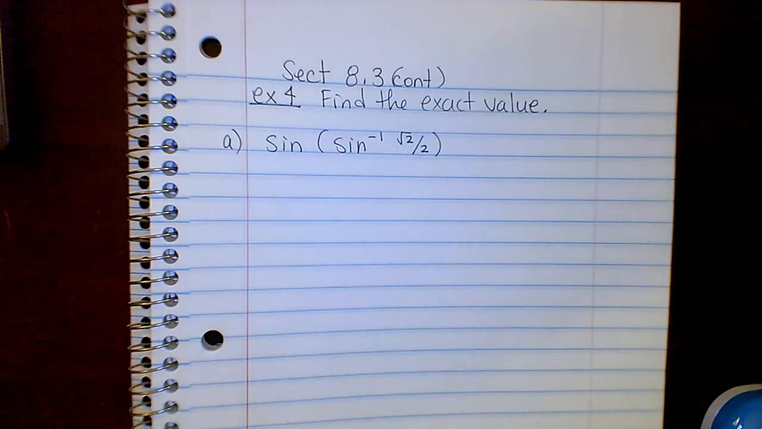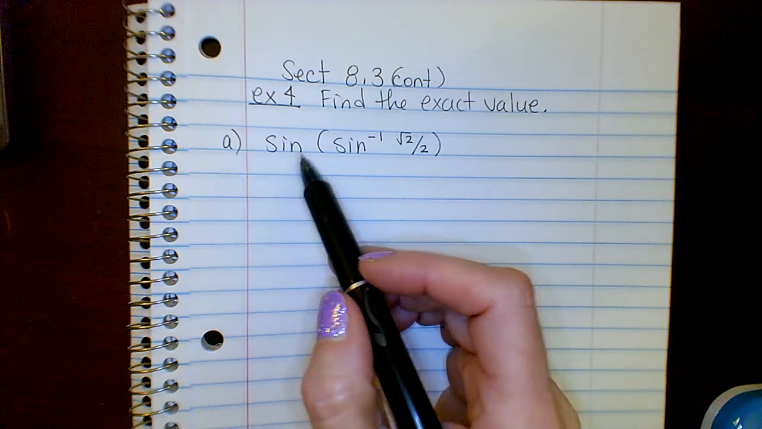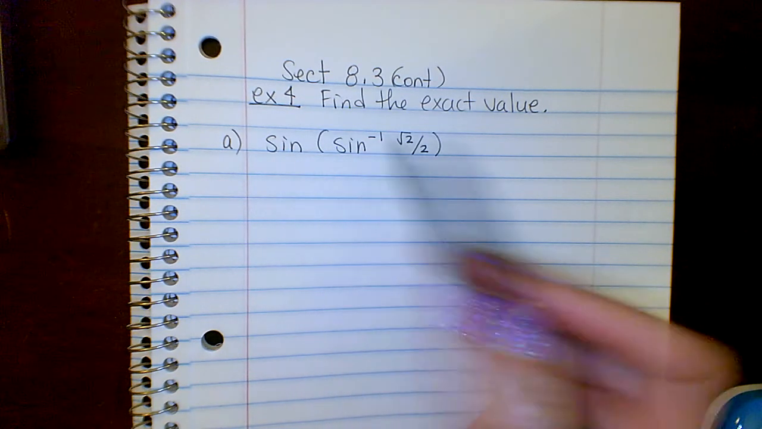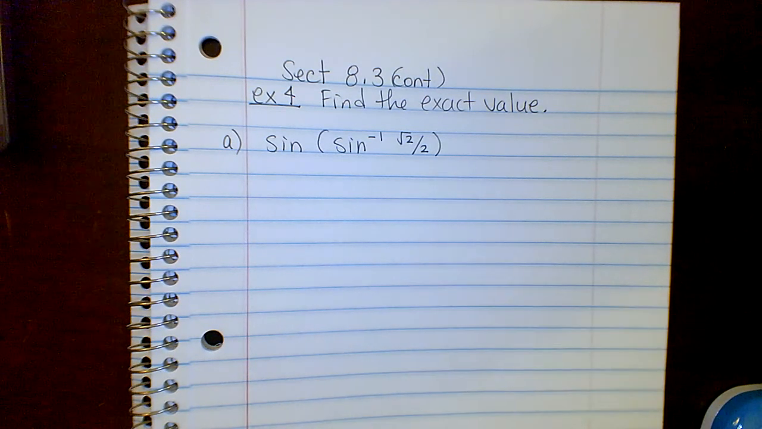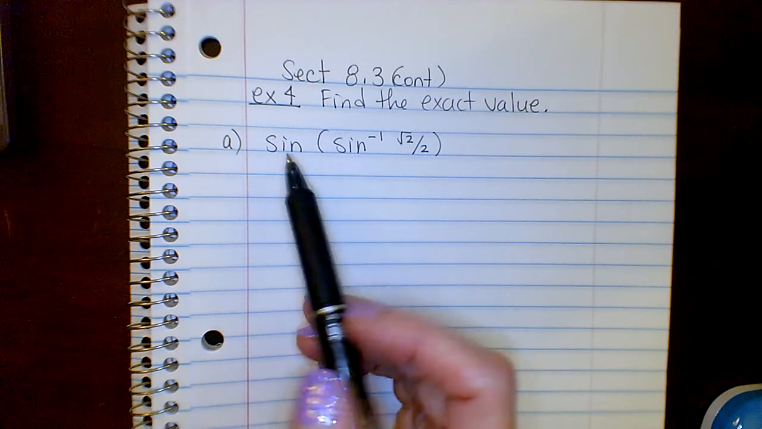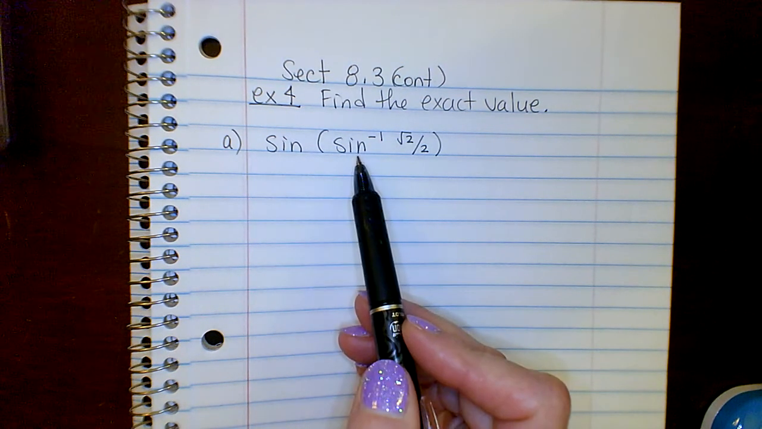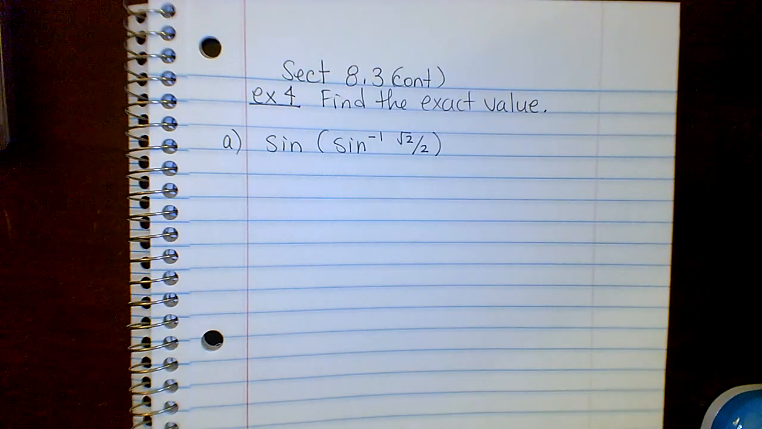All right, so this is the continuation of section 8.3. This is on inverse trig functions. So let's find the exact value. This is the sine of, not multiplied by, this is the sine of the inverse sine of root 2 over 2. Now, you might remember from earlier in this section that we said that the sine and the inverse sine will undo each other and give you the exact same answer if a certain condition is met.